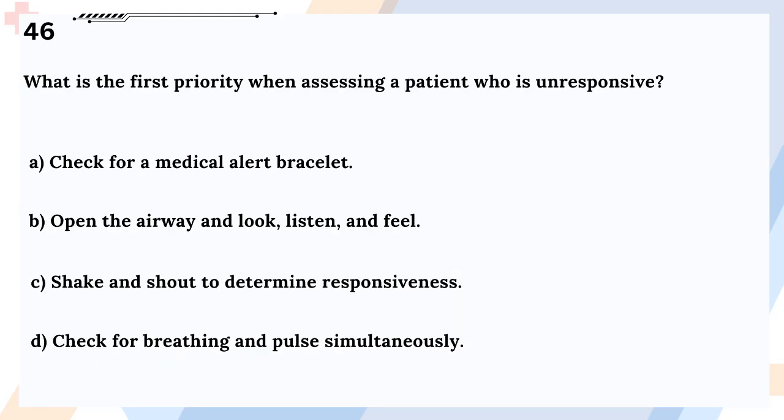Question 46. What is the first priority when assessing a patient who is unresponsive? A. Check for a medical alert bracelet. B. Open the airway and look, listen, and feel. C. Shake and shout to determine responsiveness. D. Check for breathing and pulse simultaneously.